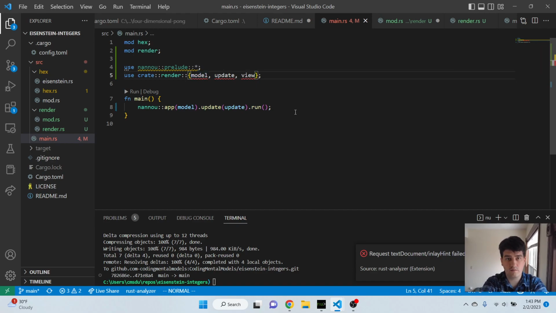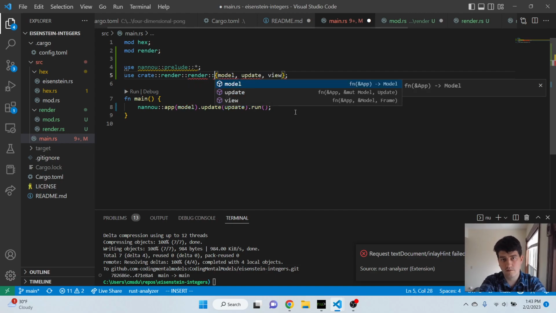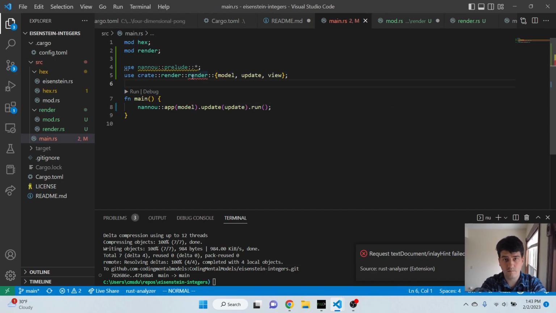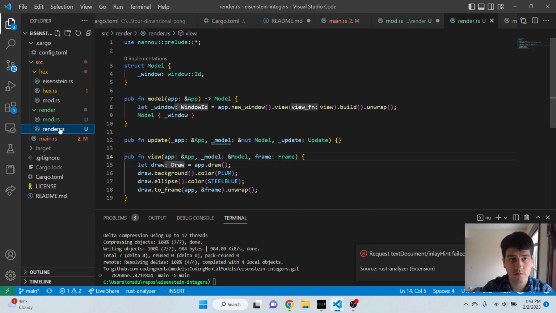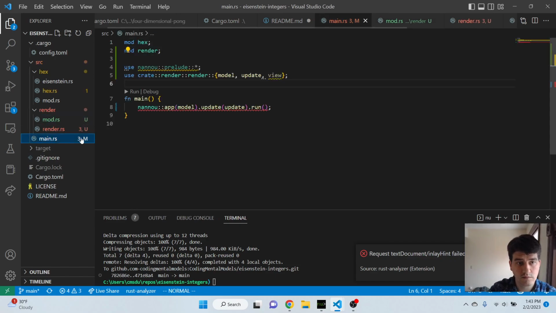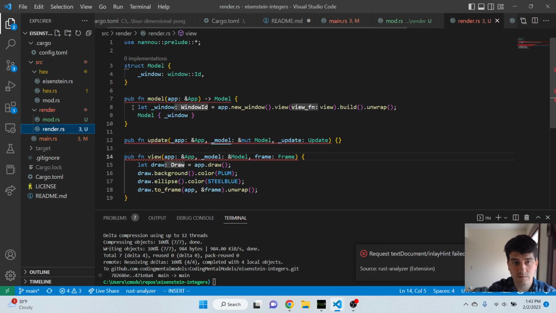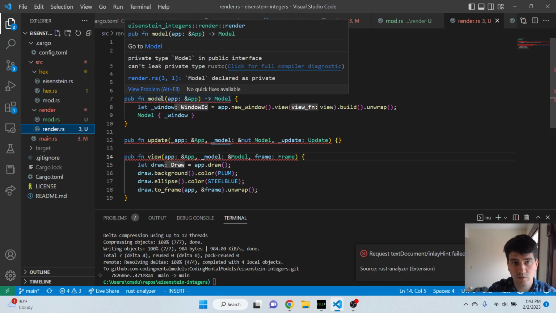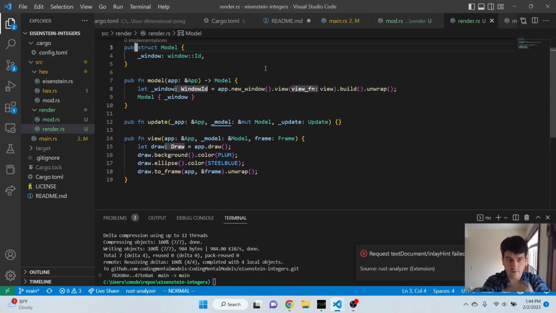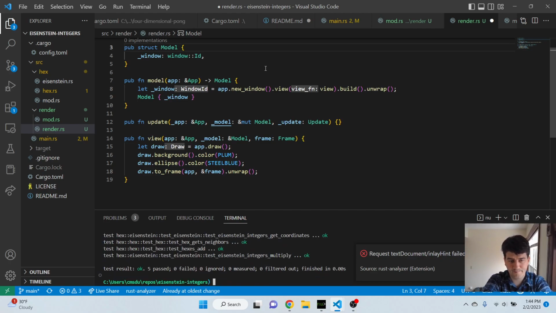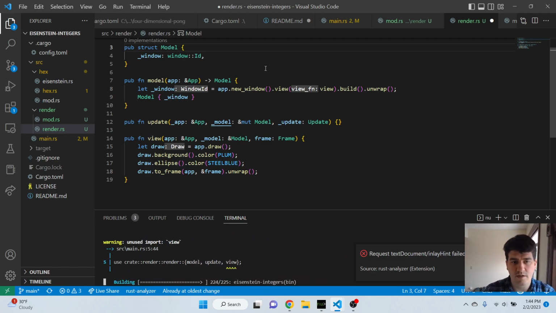No model in render. Could not find render in render. Private type model. Yeah, we want this to be public. Okay. So this is just as a smoke test for Nano.